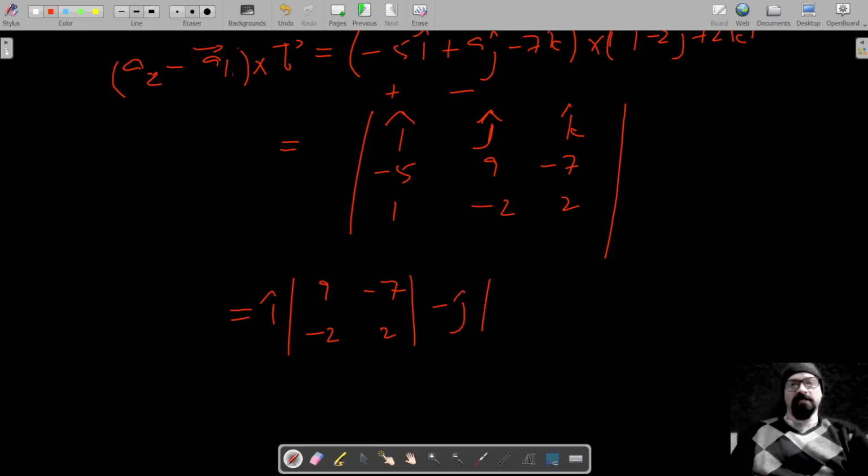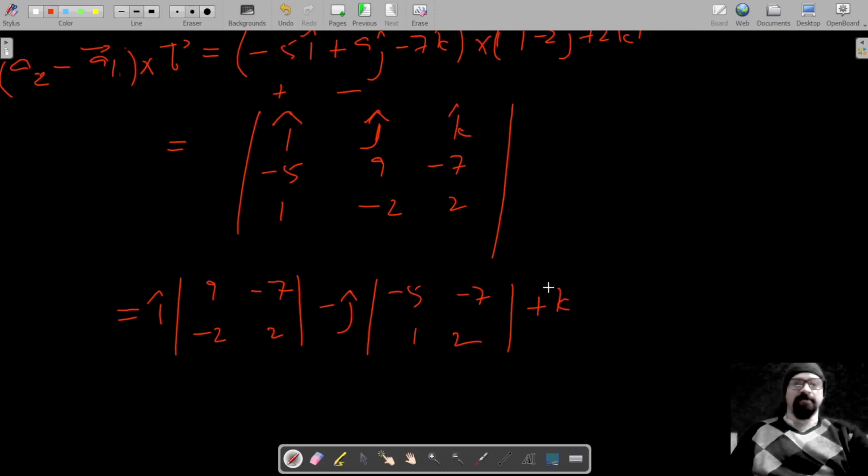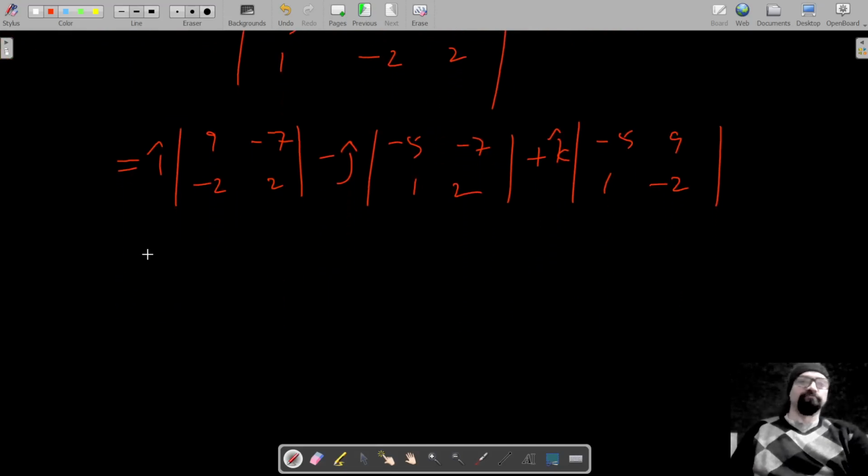So this is negative j cap. Remove the row and the column for the j cap. So this is negative 5, negative 7, 1, and 2. And after that, it's plus k cap. So remove the row and the column. This is negative 5, 9, 1, and negative 2.